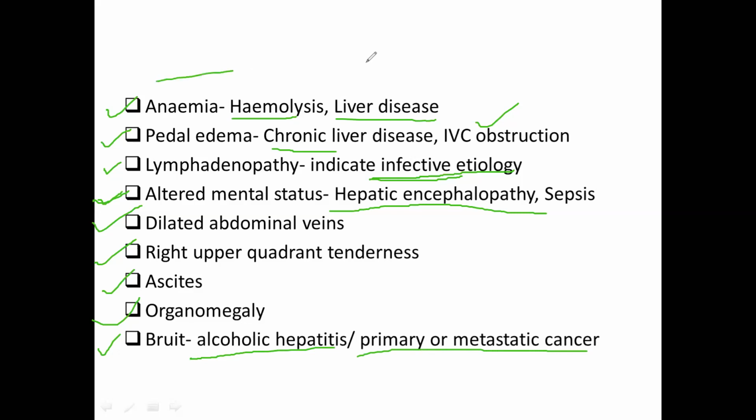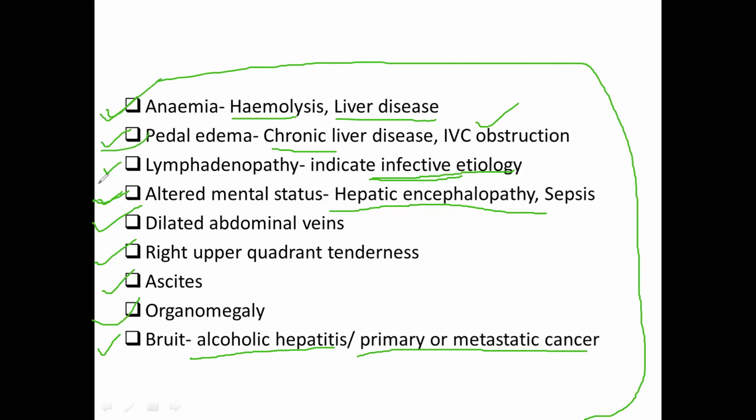So all these are physical examination points which are necessary when the patient comes with jaundice. Anemia, pedal edema, lymphadenopathy, altered mental status, dilated abdominal veins, organomegaly, and bruit. All these features are necessary when you deal with patients with jaundice.